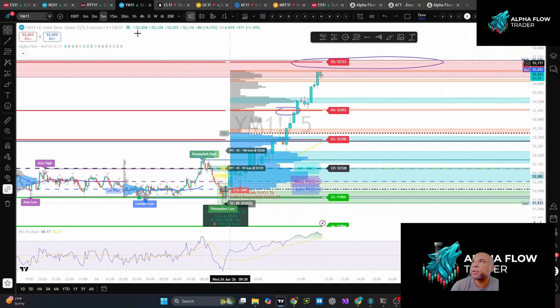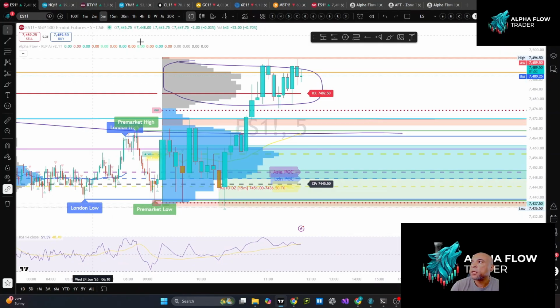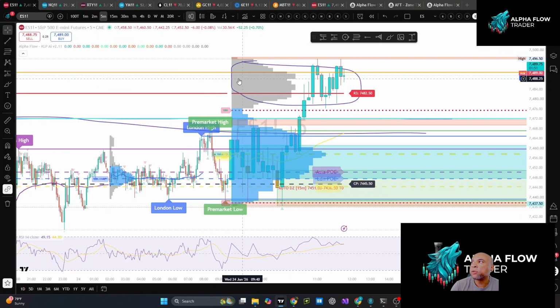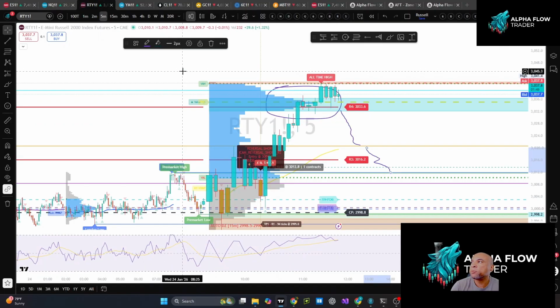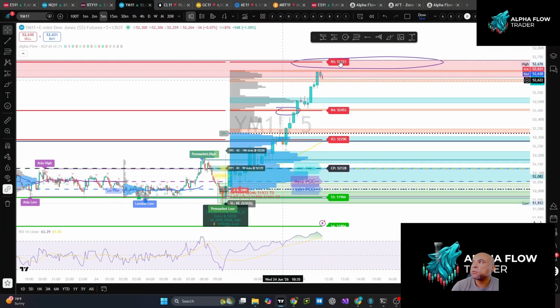I'm not going to take all three of these trades. I just want to see which one presents itself first. And I do like all three situations. So it's just a matter of whoever presents itself first. I do like the idea of taking this trade off of all-time highs on Russell. And then Dow, of course, looks really good up here as well after this extended move.